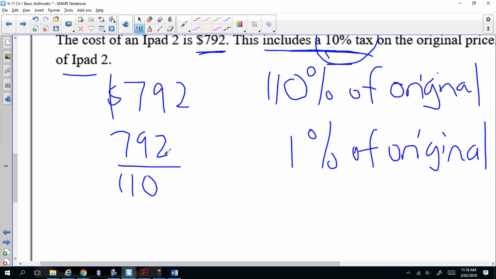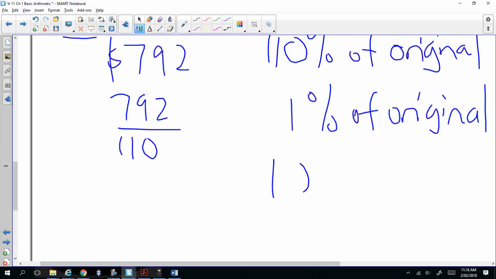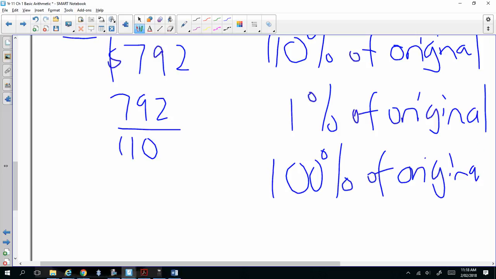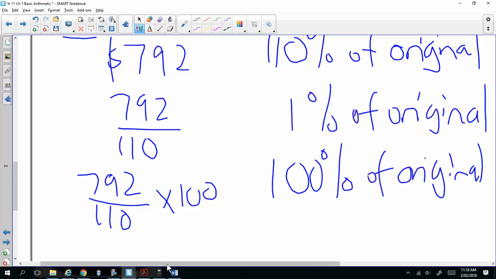And on your final line of working, write 100%, which is the original. You times your answer by 100. So you just do that on a calculator. Let's see what it says.